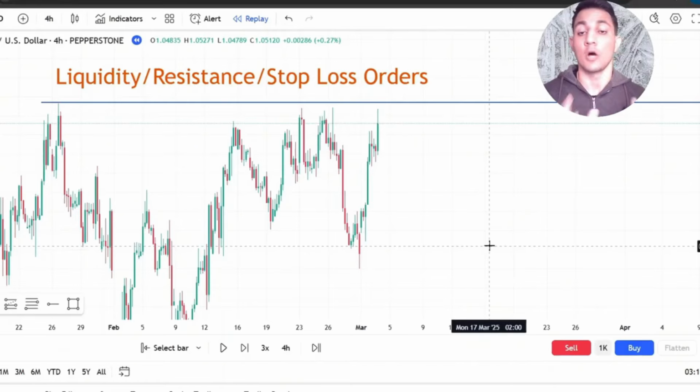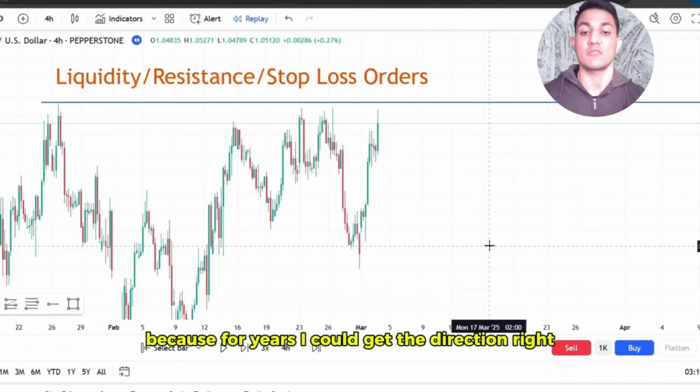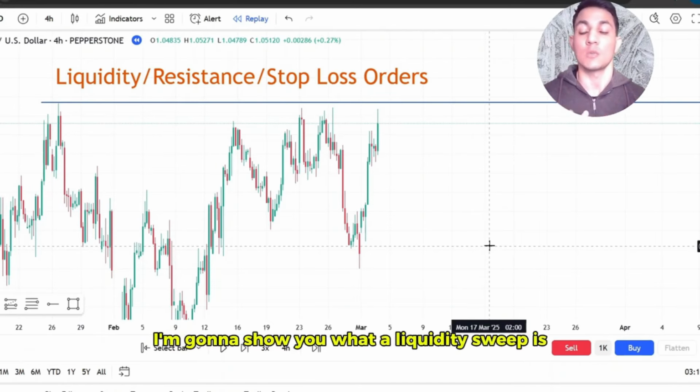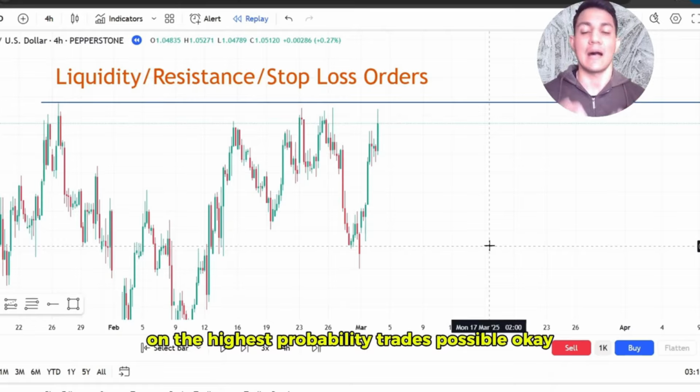We know the direction, we know we're bullish, but that alone is not enough to make money, because for years I could get the direction right, but I couldn't make money. The reason why is because I didn't wait for the liquidity sweep. So I'm going to go to lower time frames and show you what a liquidity sweep is and how you can enter on the highest probability trades possible.